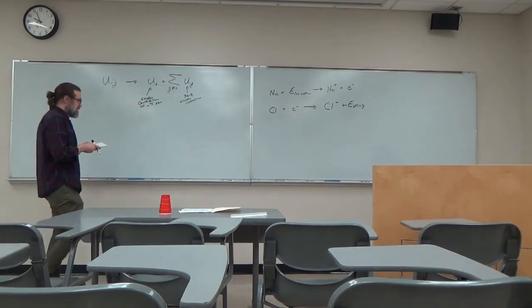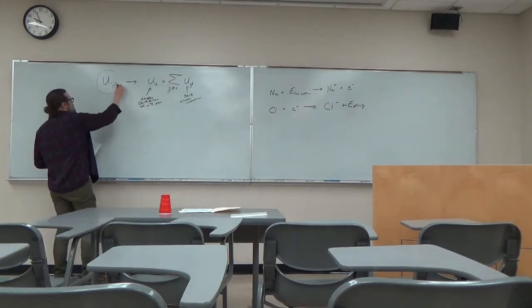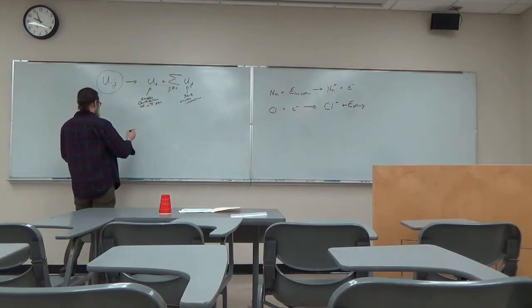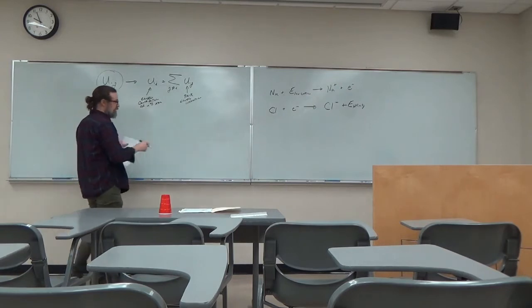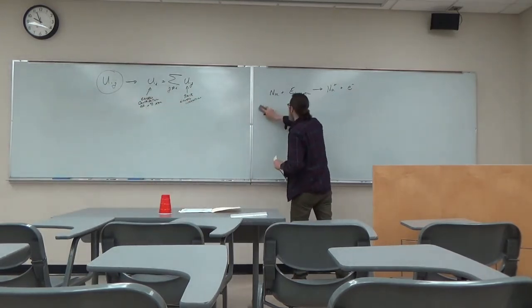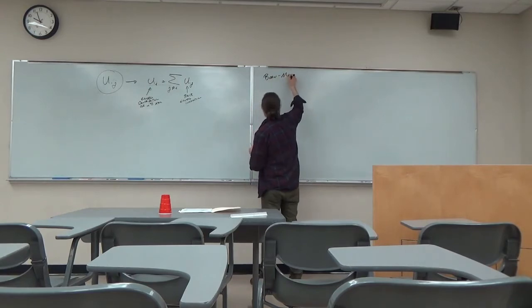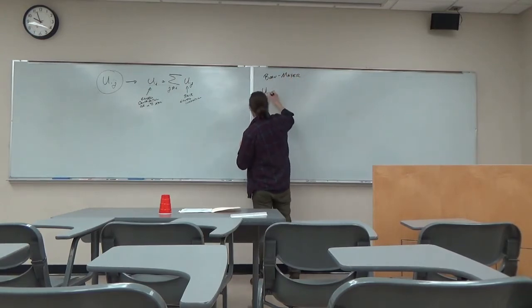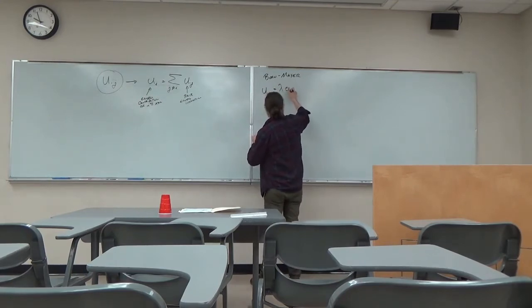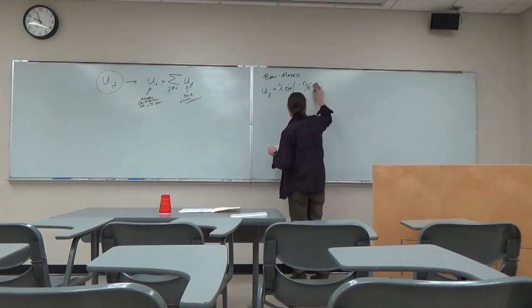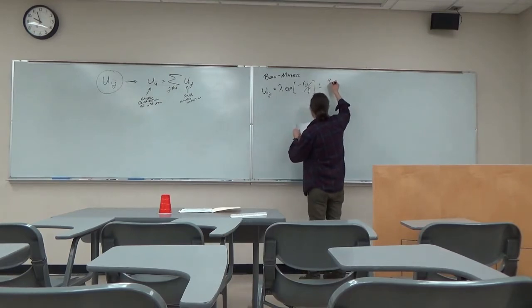So what we need is a reasonable expression for this pairwise interaction. And we're going to use the Born-Mayer potential. That's going to look like this. And I'm going to write it over here, I think. Uij is equal to lambda exponential of negative rij over rho, plus or minus q squared over rij.